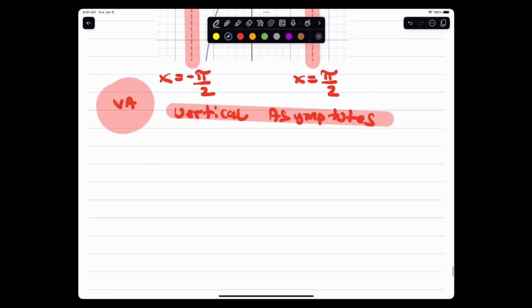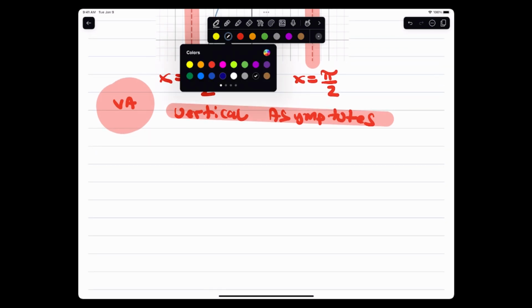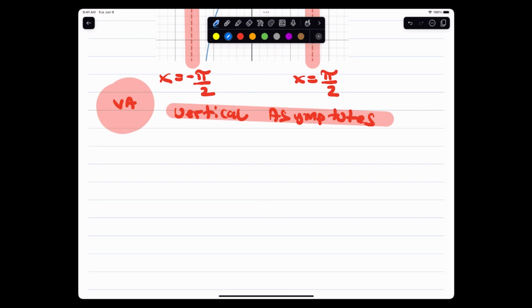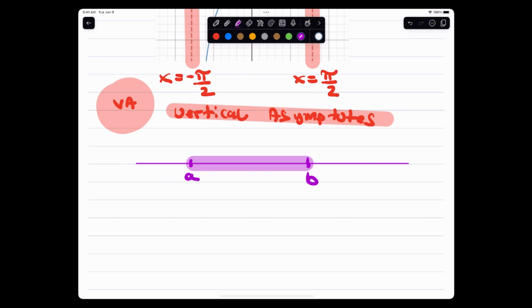Okay, length of one cycle. Here's the period. If I said to you, how do you figure out the length between two numbers A and B? How do you get the length of those two numbers? If I want to know that distance, the total distance, how do I find that distance?